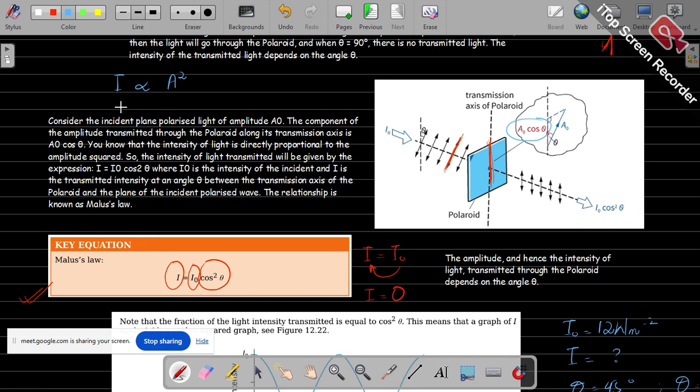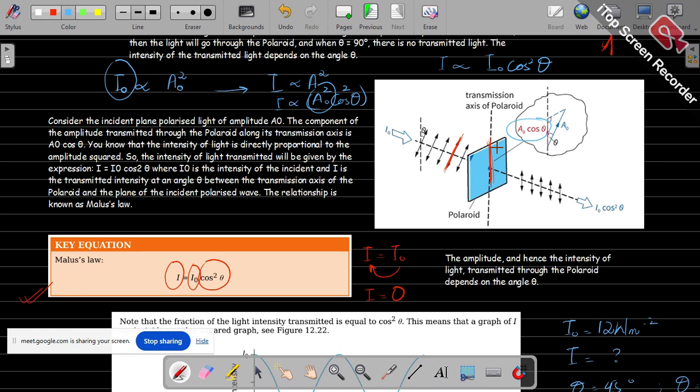So if the incident light had amplitude A naught, the incident intensity was I naught. After transmission, intensity would be proportional to A squared. The amplitude is now A naught cos theta, so its square should be A naught squared cos squared theta. Clear? And we know A naught squared represents the original intensity. So I replace A naught squared with I naught, and cos squared theta stays as it is.